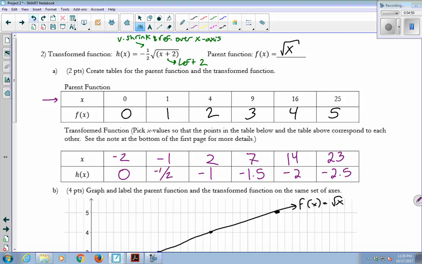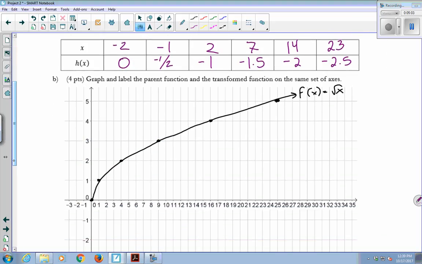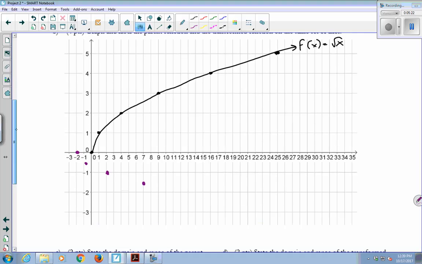So these are the corresponding points on the transformed function. I took each x and moved it left 2, and I took each y and multiplied by -1/2. And now if I plot those points, I've got -2, 0, -1, -0.5, 2, -1, 7, -1.5, 14, -2, and 23, -2.5.